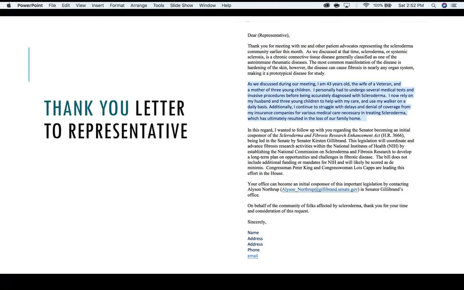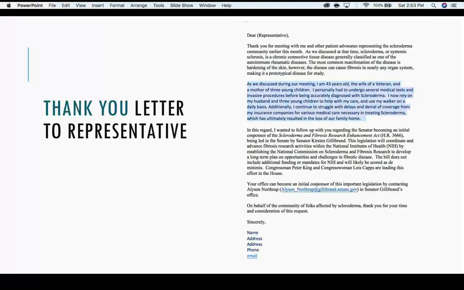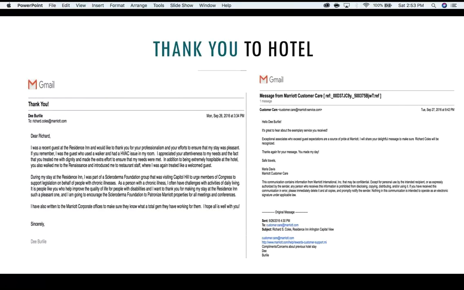I know it can be intimidating for some to write to an elected official, but do take advantage of the resources provided by the foundation. They will provide you with many resources that can help you get your message to these elected officials. And also, don't forget to thank anyone who goes out of their way to help you.